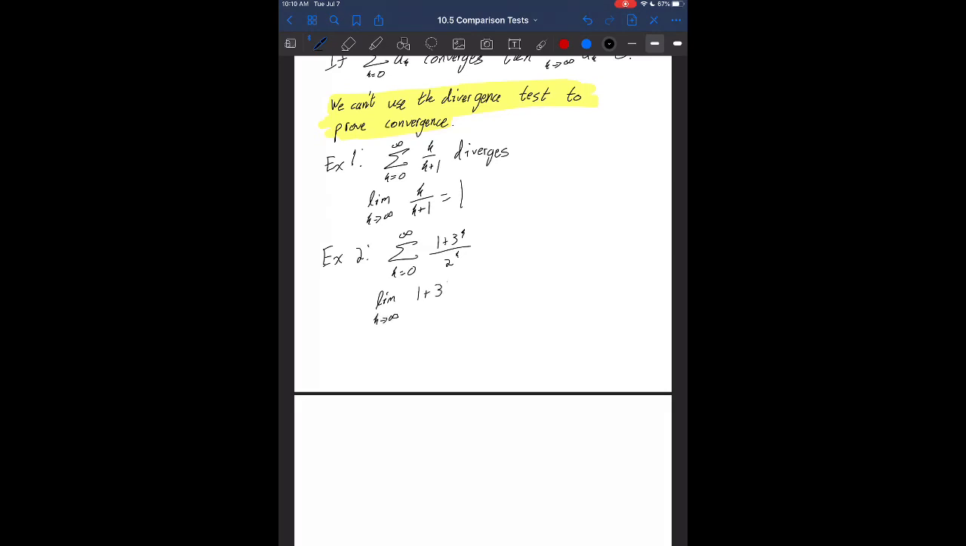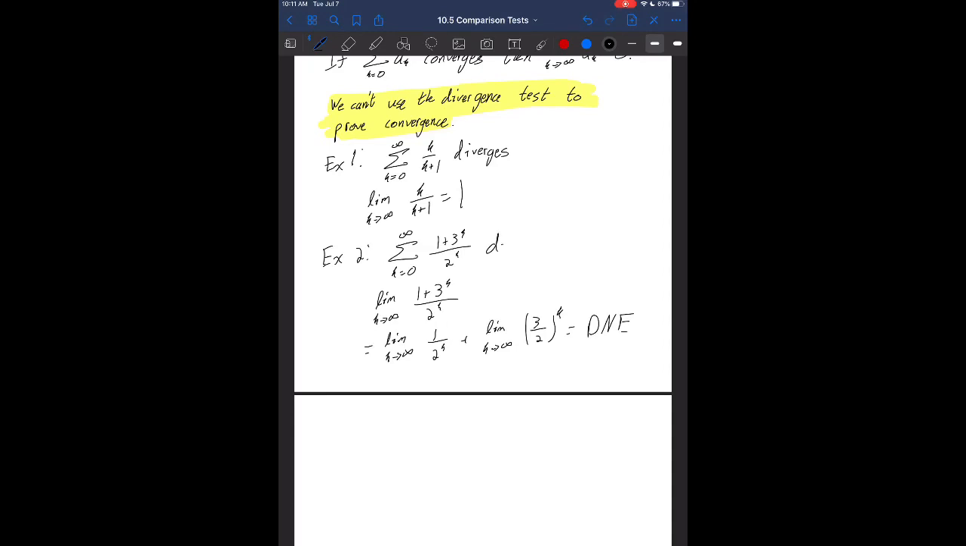So we're looking at the limit as k goes to infinity of (1 plus 3^k) over 2^k. What we can do in this case is divide both terms in the top by 2^k. So this is the limit as k goes to infinity of 1 over 2^k plus the limit as k goes to infinity of (3/2)^k. So what this second term means right here is I am taking 3 halves and multiplying it by itself k times. So as k gets really, really big, this limit here is going to go off to infinity.